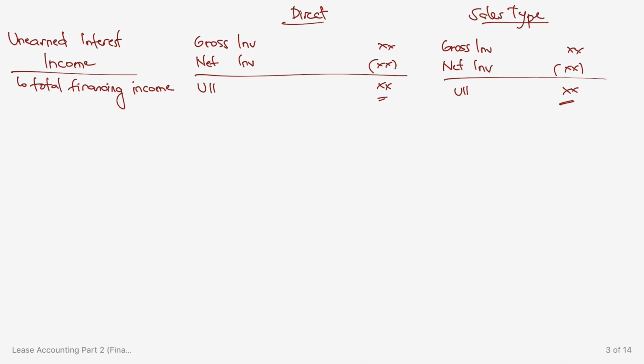So, sir, pareho lang ba yung unearned interest income under the two type of lease? Hindi po pareho. Sir, bakit hindi pareho? Because once again, magkaiba sila ng net investment. Maliwanag ba? So, before natin yan iwan, lagyan ko ng asterisk etong net investment na to. Sir, bakit? Explain ko lang siya.